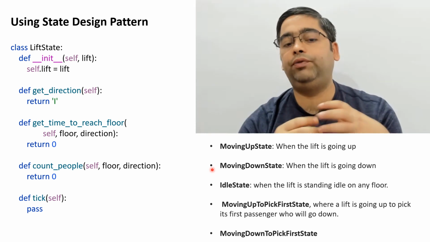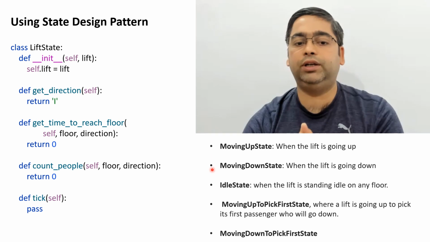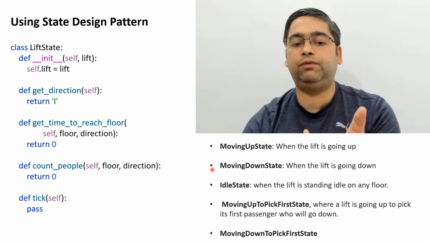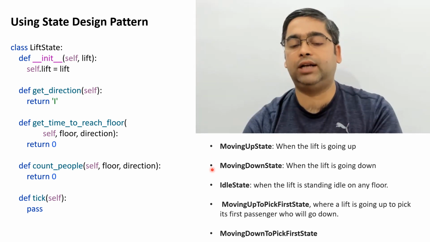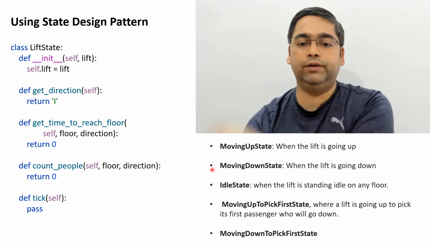But if you analyze a bit more, there can be 2 more states. The first one, let's take an example: a lift is at floor 4, it is moving up, there is no one inside the lift, and it will pick its first passenger at floor 8 who will eventually go down.